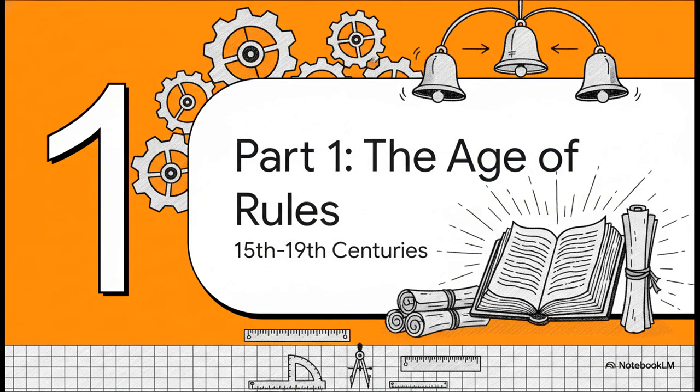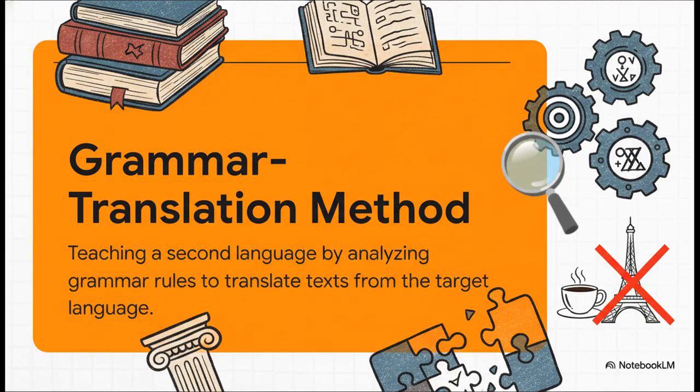All right, so our journey kicks off in an era that I bet a lot of you will find a little too familiar. It's an age all about structure, precision, and, yeah, you guessed it, rules. Just tons and tons of rules. For a really long time, this was it. This was the gold standard, the grammar translation method.